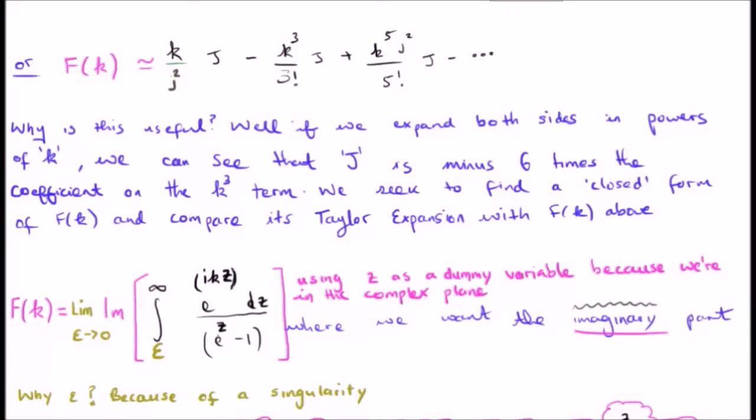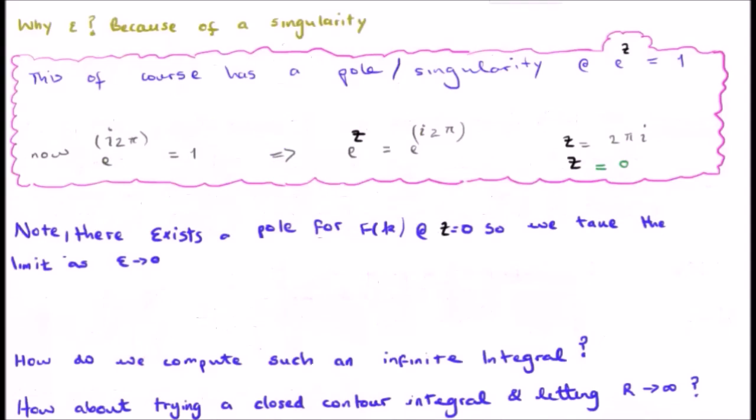Because we're dealing with complex numbers, it's customary to use the placeholder z, and that's what I'm going to do. Finally, there's a pole at the point z is equal to 0, so we can't integrate from 0 to infinity, but rather we go to a point slightly away from it, which we call epsilon, and we take the limit as epsilon goes to 0. If you're not sure why the pole is at z is equal to 0, then you can pause the video and check out this section here.